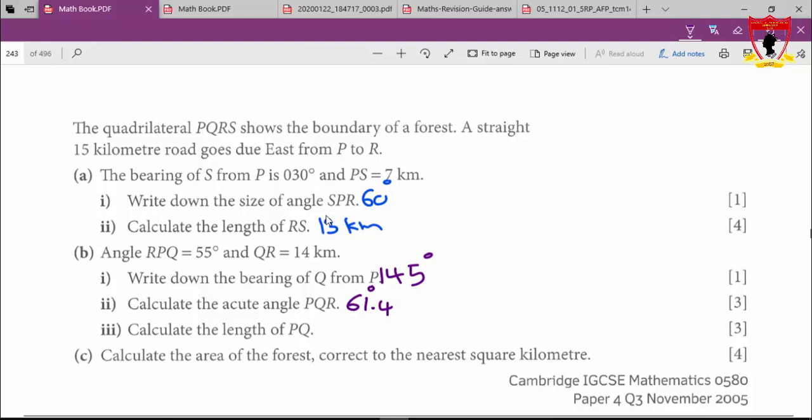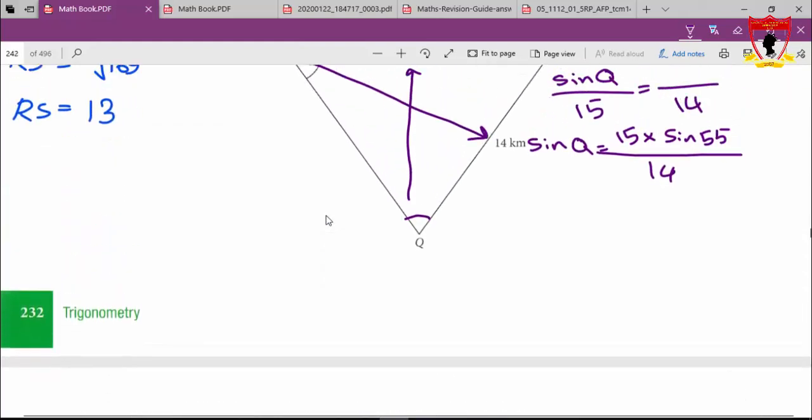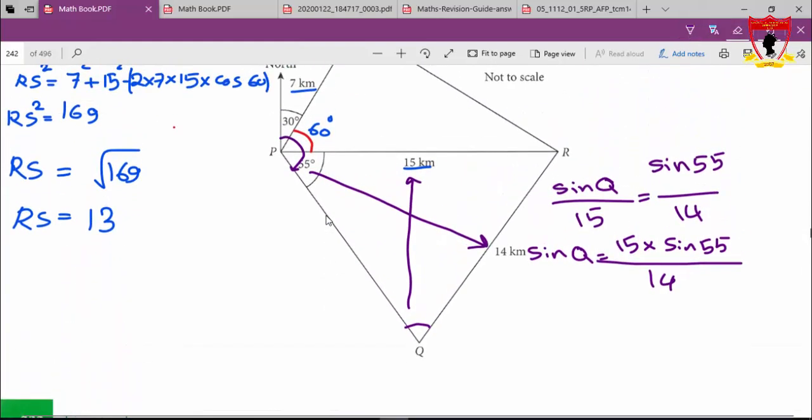61.4 degrees. Calculate the length PQ. This angle is 61.4 degrees. And here it is, right? Q is 61.4. Complete the calculation. Now we need to find PQ. The side is missing.